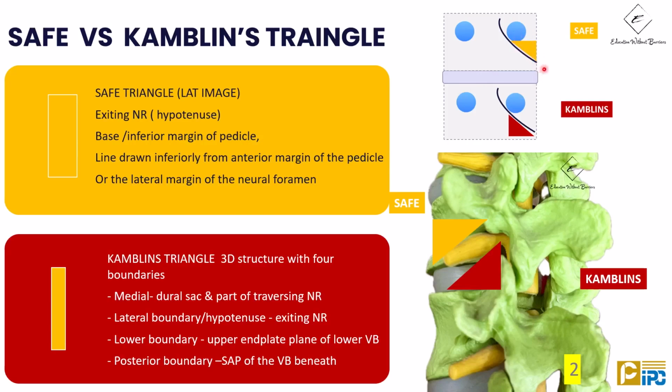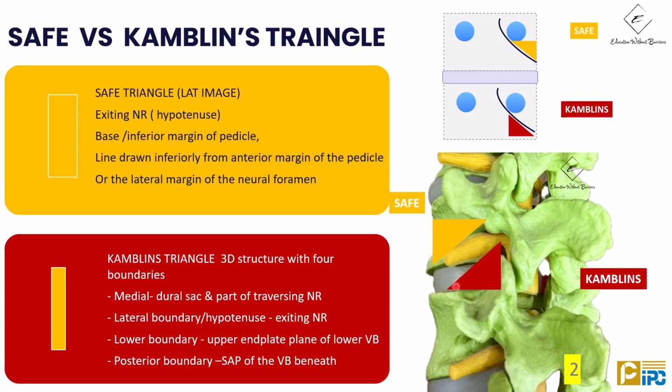In this safe triangle, the hypotenuse is formed by the exiting nerve root, the superior part by the inferior border of the pedicle, and this is the lateral part. Now, contrast this to Kambin's triangle, which is below the nerve root. This is something which comes into play when we are doing endoscopic surgeries or when we are doing the infra-neural approach. Some authors believe that this is a safer approach to use.